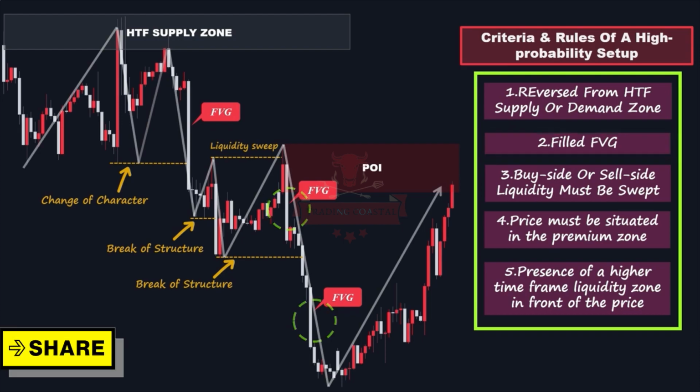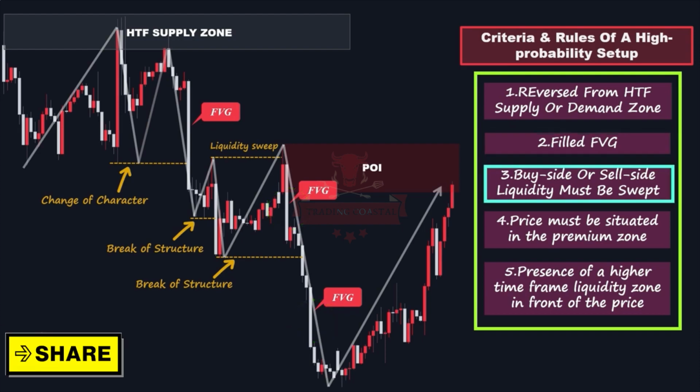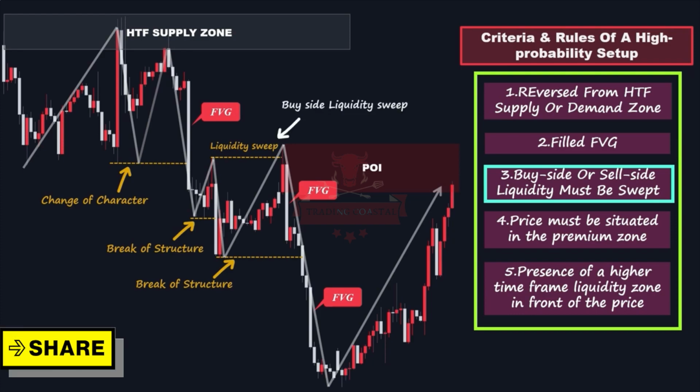The next rule is that the buy-side or sell-side liquidity must be swept. And yes, we can see it on the chart. Price swept the liquidity above the previous structure here and immediately pushed back down, closing below the highs range. This allows us to identify a liquidity sweep pattern and a newly formed supply zone. This presents a good opportunity to go short if we decide to place an entry.